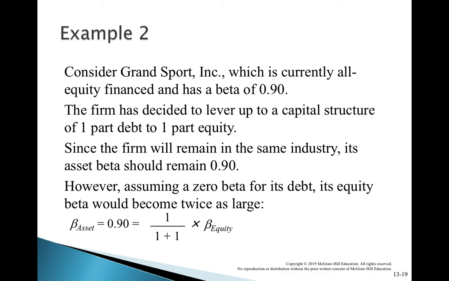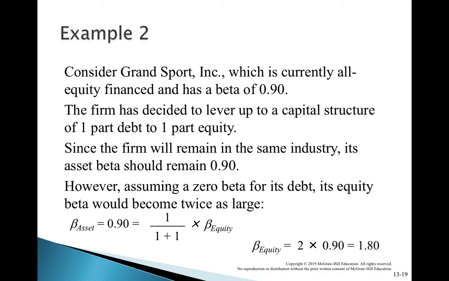Only the beta of asset, 0.90, is equal to the weight of equity multiplied by beta of equity. Weight of equity is equal to equity divided by debt plus equity. It has one debt, one equity, 50-50. So 1 divided by 1 plus 1. Debt is 1, equity is 1. So equity 1 divided by debt plus equity, 1 plus 1, multiplied by beta of equity is equal to 0.90. Therefore, beta of equity will be equal to 1.80.